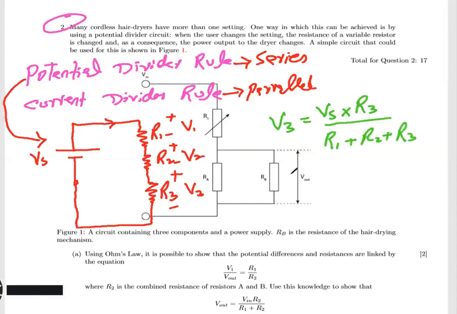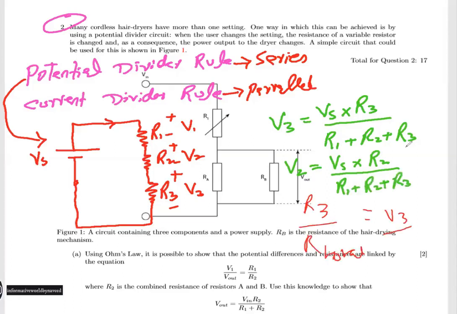Similarly, if you want to find V2, then that will be equal to Vs times the resistor of V2, that is R2, divided by the total. It is a ratio, so R3 divided by R total equals V3 over V total. Yes, you can write it like this. But mostly in books, you will see this type of equation. Similarly, V1, you can also write the equation like this.